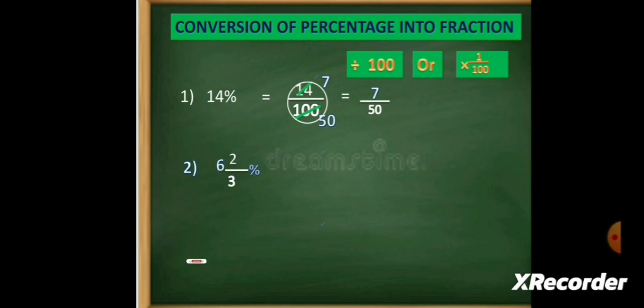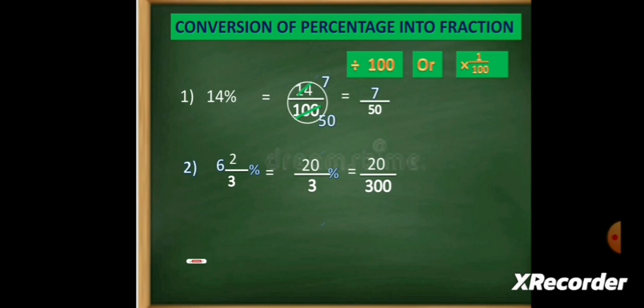6 2 upon 3 percentage. We will first convert into improper fraction. We will get it as 20 upon 3. And then don't forget to write percentage, which becomes 20 upon 3. We will write it as it is, and percentage you will divide it by 100. So we will get it as 20 upon 300.